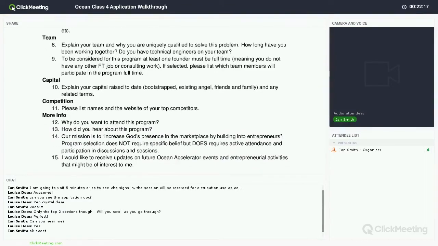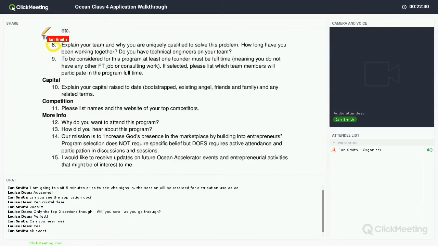All right, switching gears here to the team section. So question number 8, explain your team and why you are uniquely qualified to solve this problem. How long have you been working together? Do you have technical engineers on your team? This is one that should be, it's a pretty important one. You should spend a good amount of time on this one.